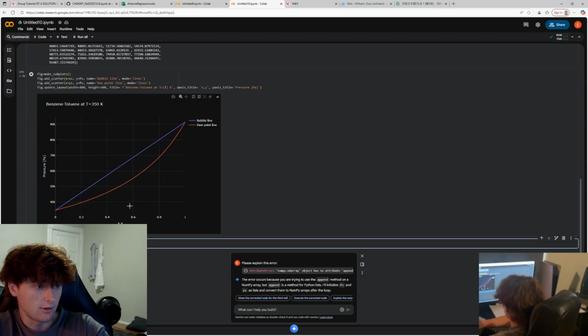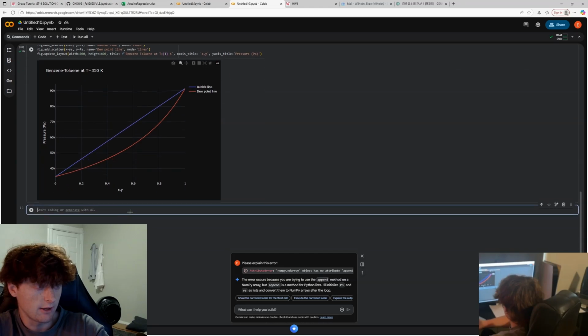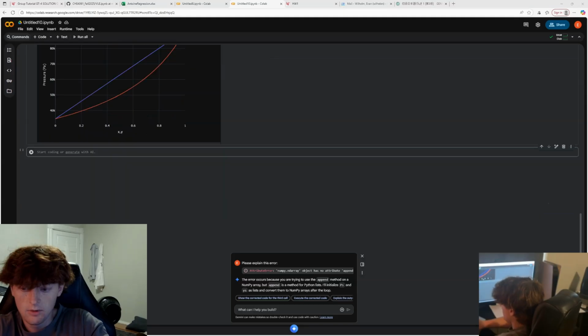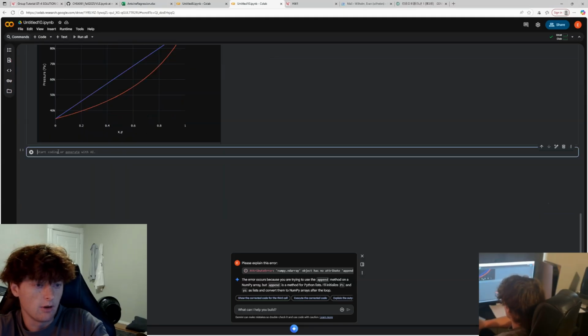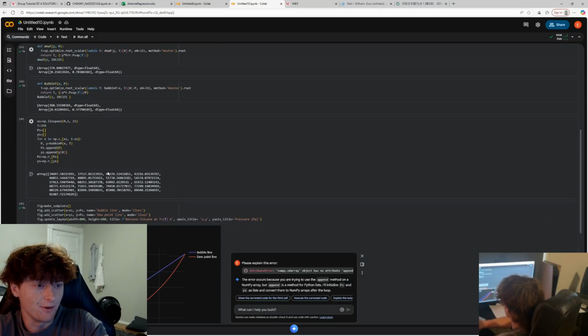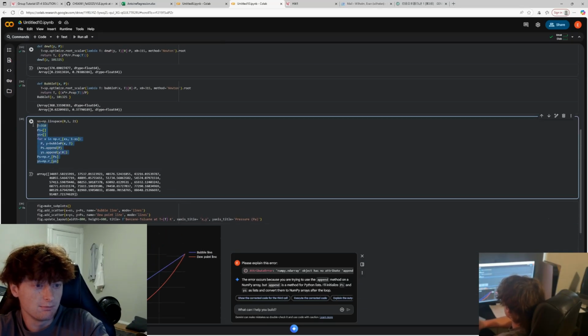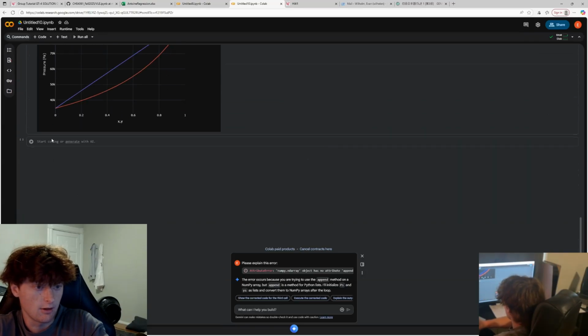But yeah, that's our graph for our pressure versus xy at a constant T. And next we'll move on to graphing our temperature versus our xy at a constant pressure. Okay, so basically we can just reuse this. We're just going to make some changes to it.